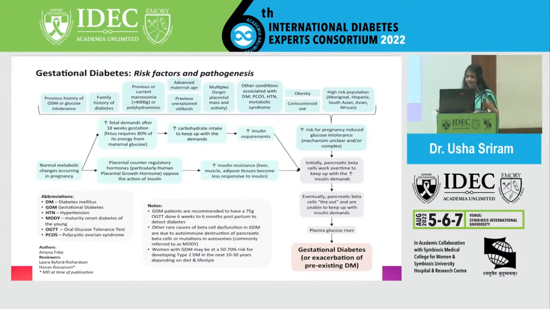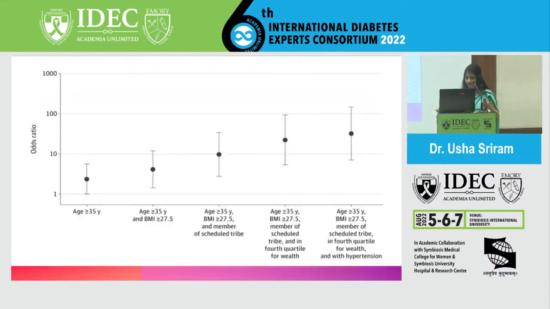One of the other things that I want to point out is maternal low birth weight increases the risk of GDM in the mother. And if she gives birth to a low birth weight baby, and it's a girl, that baby is at risk for future GDM and diabetes. So these are all additional risk factors.